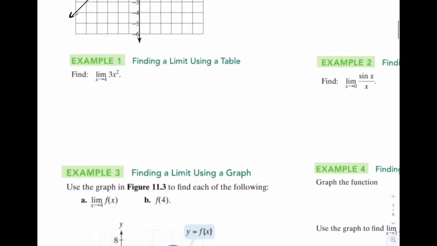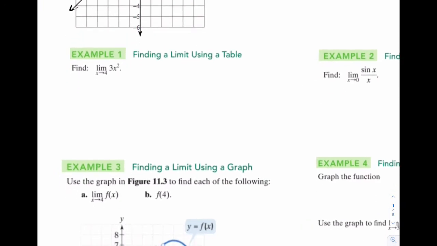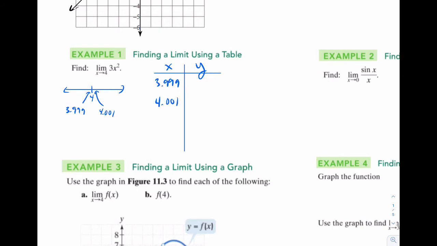So let's go to this one. We're going to use a table to find this limit. So I'm going to make a little table like this. And we want to pick a number that's close to 4, because it's all about approaching 4. So if you imagine a number line here, what you want to do is think, what's really close to 4 on the left? So let's pick like 3.99. And really close to 4 on the right, that'd be like 4.001. And let's plug this in.